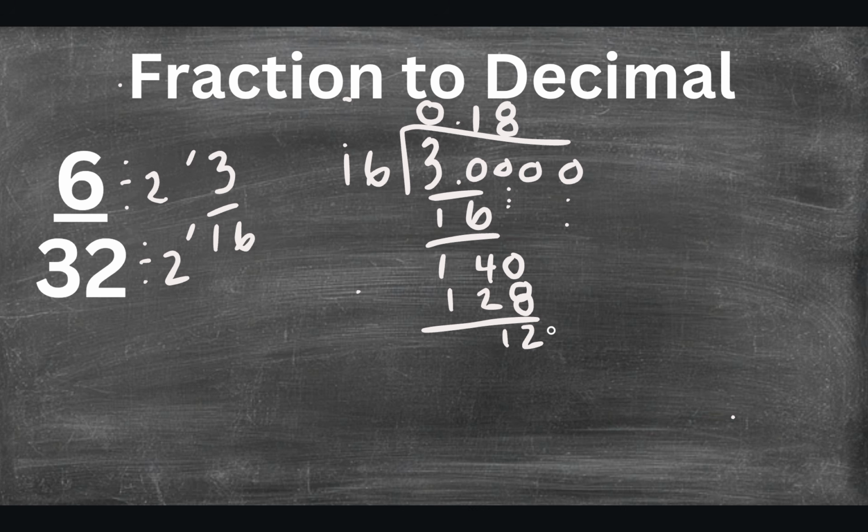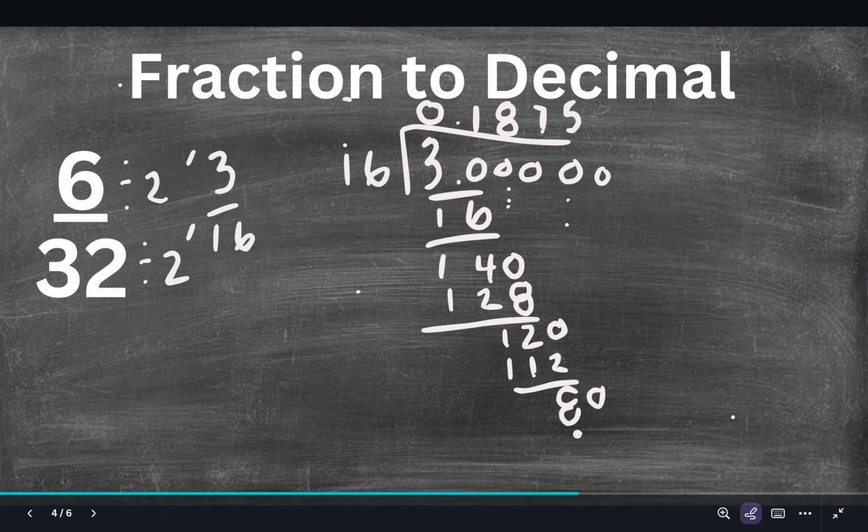Bring down another 0. 7 times 16 is 112. So now we have 8 remaining. Bring down another 0, 80. So now 5 times 16 is indeed 80. So that gives me 0 left over.